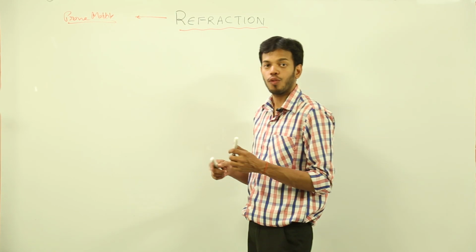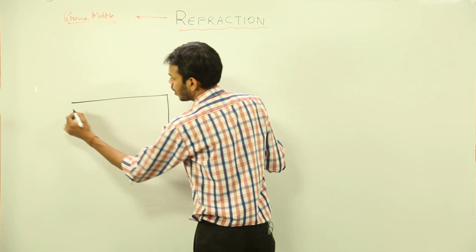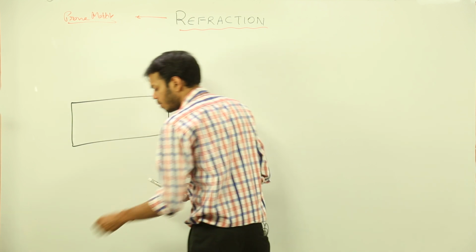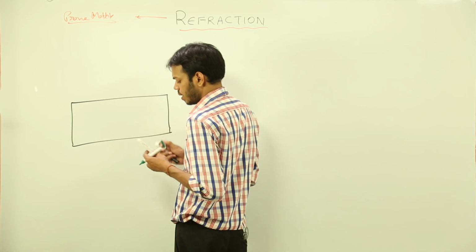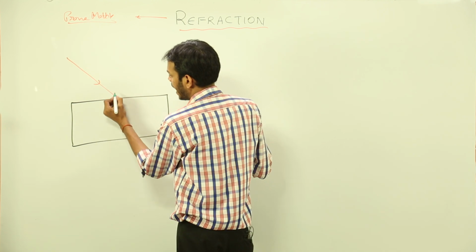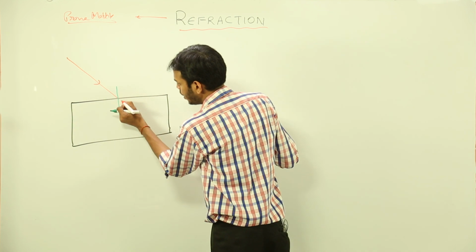Now till this point, what have we known? We know what is refraction and what is the cause of refraction, right? So I am making a diagram again for the refracted rays. I have a ray coming on this medium where I have a normal. It is going to bend towards the normal.